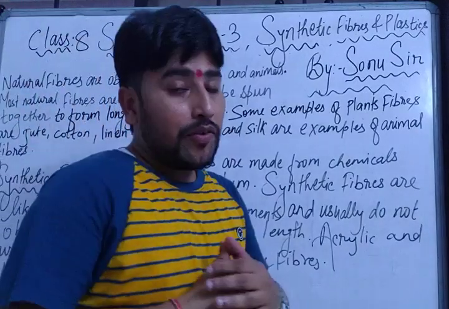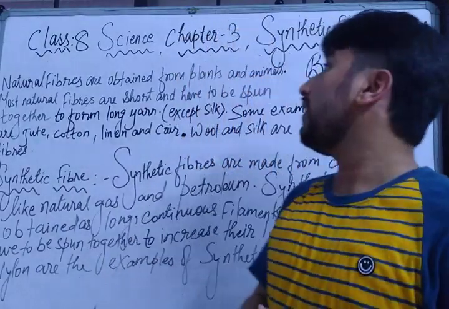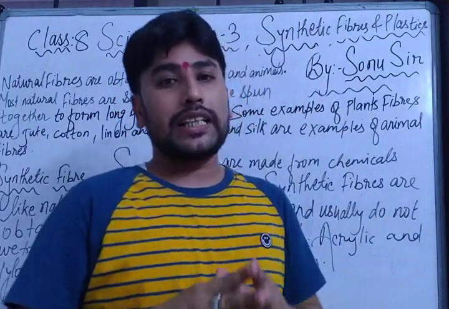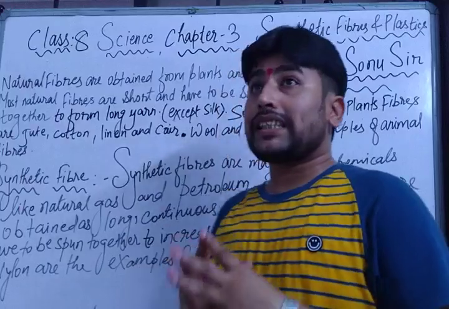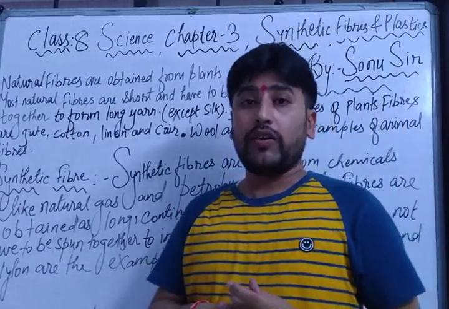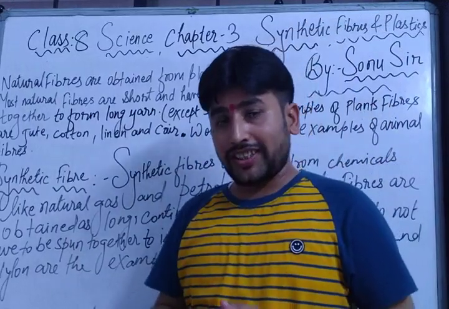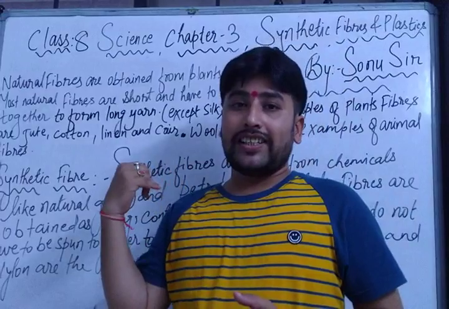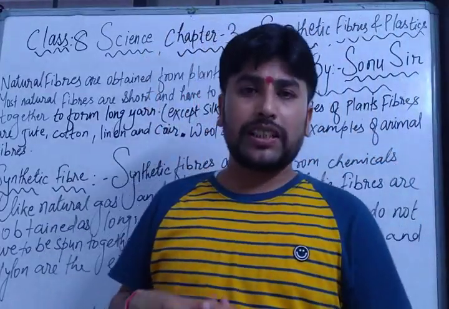Hello students, today we are going to discuss class 8 science chapter number 3, synthetic fibers and plastic. Before starting this chapter, just take a rewind of class 6 chapter number 3, fiber to fabrics, and class 7 chapter number 3, fibers from animals, and especially the fibers which are obtained as synthetic fibers and plastic.